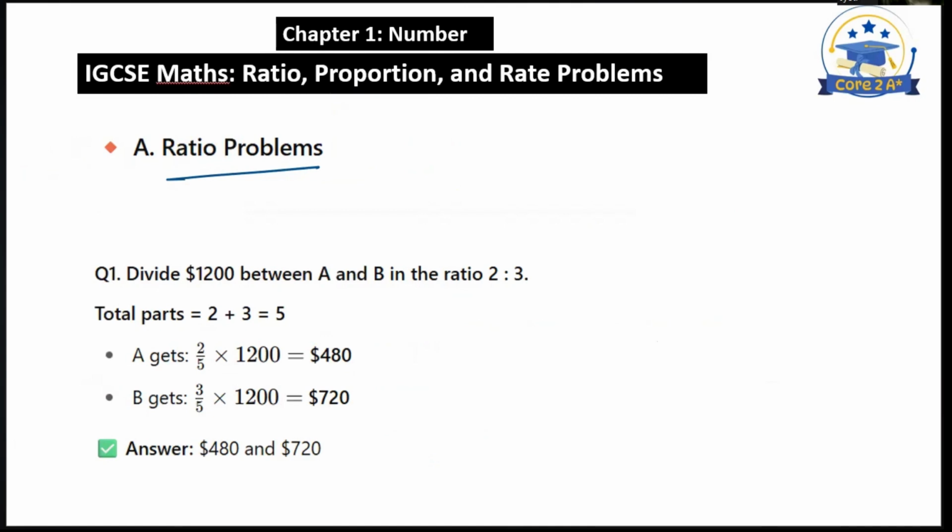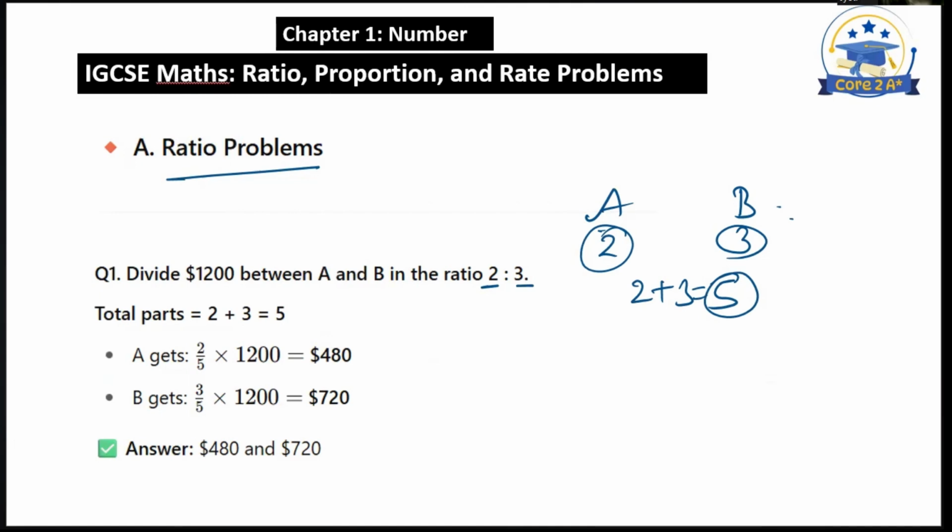Next. Some ratio problems we will also discuss in this class. So question number 1, as you can see, divide $1,200 between A and B in the ratio 2:3, right? So A and B are two different people or whatever, and $1,200 is divided between them. So he gets 2 ratio, this one gets 3 ratio. If we add 2 plus 3, the total is 5 in ratio.